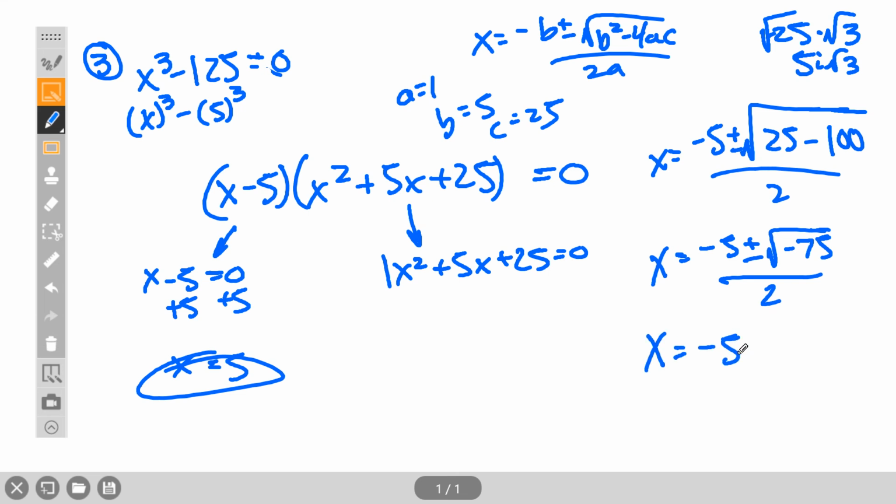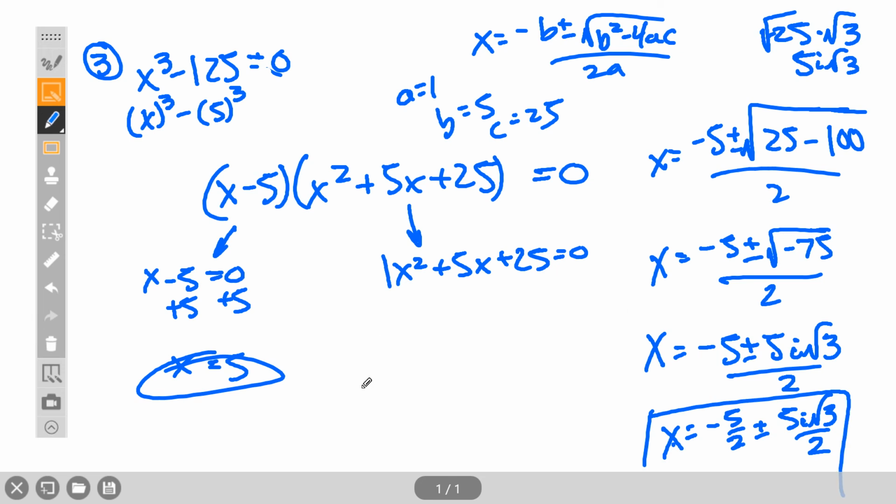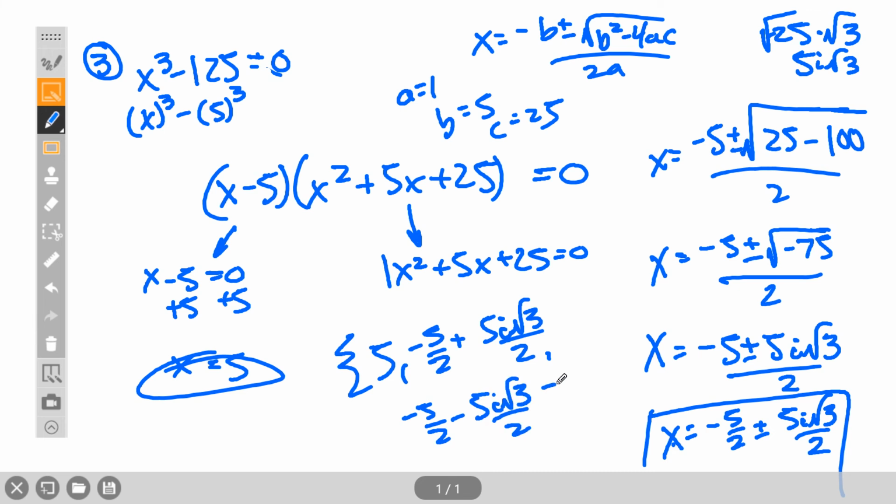So we have negative 5 plus or minus 5i root 3 over 2. And then we just split the 2 for each of these, so negative 5 over 2 plus or minus 5i root 3 over 2. And there are our other two solutions. So I have negative 5 halves plus 5i root 3 over 2, and negative 5 halves minus 5i root 3 over 2. And there are all of my solutions.